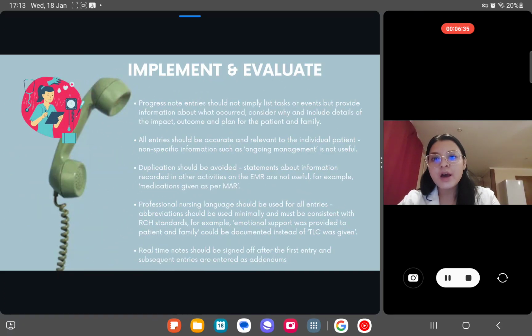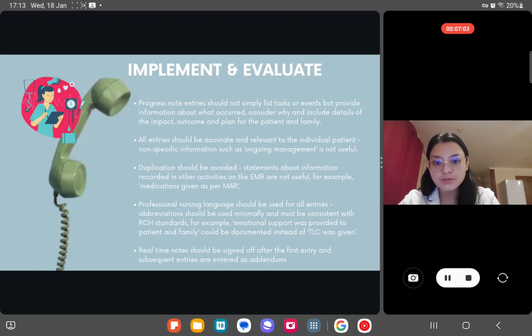After planning, we have to implement and evaluate. Progress note entries should not simply list tasks or events, but provide information about what occurred, consider why, and include details of the impact, outcome, and plan for the patient and family. All entries should be accurate and relevant to the individual patient. Non-specific information such as ongoing management is not useful.